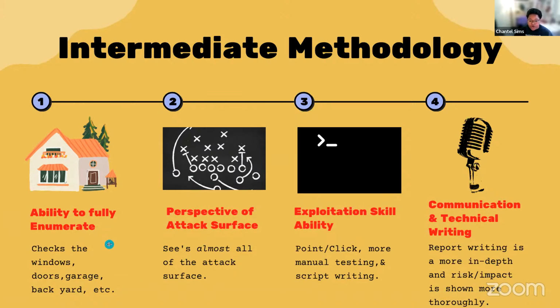So when it comes to your ability to fully enumerate, you're typically starting to check the windows, the doors, the garage, the backyard, and so forth. When it comes to your perspective of the attack surface as an intermediate skilled person, you can see almost all of the attack surface. You might miss some things here and there, and that's okay.